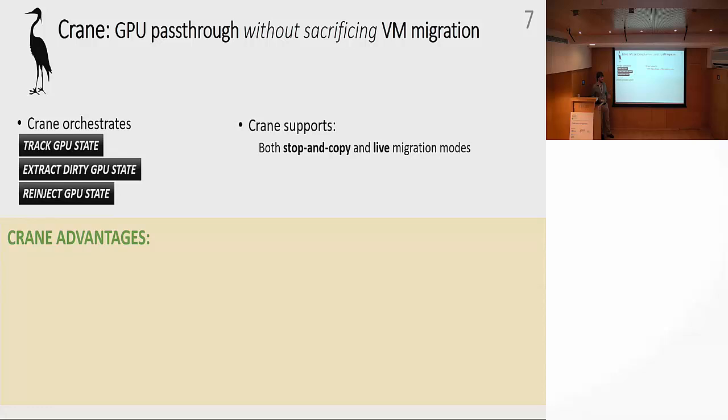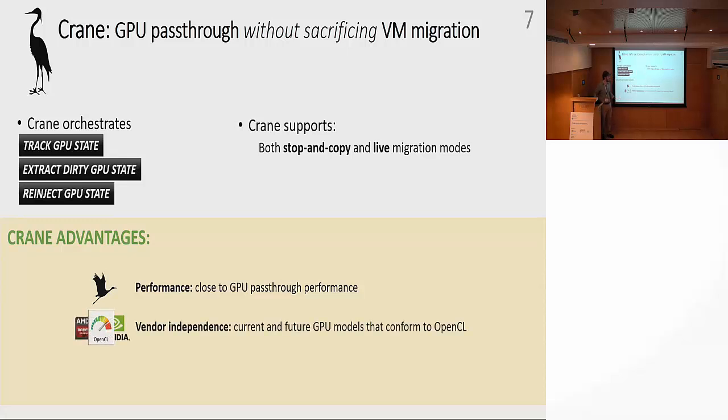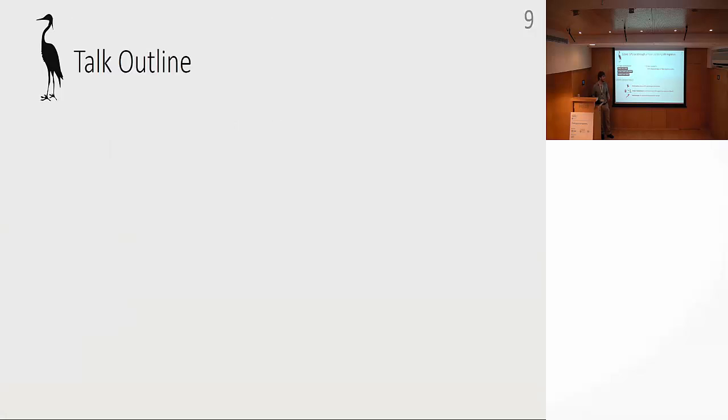So, by virtue of Crane's design, we have three important advantages. First, we have performance which is close to GPU pass-through. Second, we have vendor independence. So we are able to support both the current GPU models and future GPU models so long as they support the OpenCL standard. Third, this is a maintainable approach since we don't actually do any application, OS, or hypervisor modifications. And I'll show you how we achieve that.